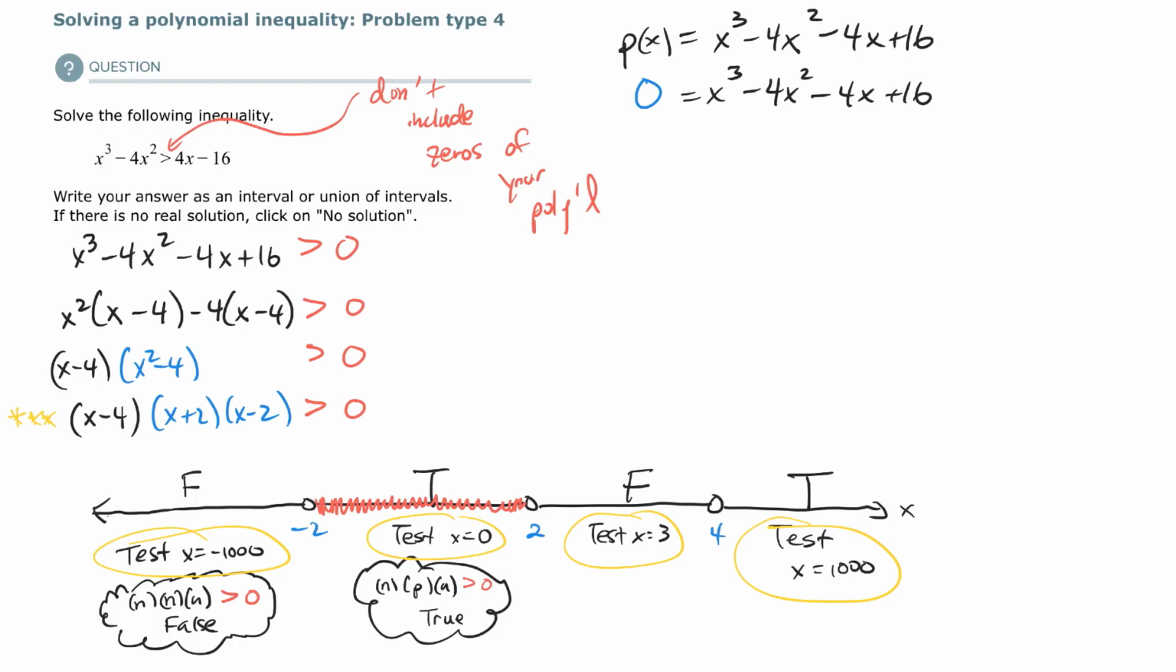What other true region do we need to shade? We need to shade here. Good. And then shade the arrow, because we are going to point to the concept of infinity. So our final answer is -2 to 2 union 4 to the concept of infinity. That is our final answer. Make sure you show your work, nice and neat.